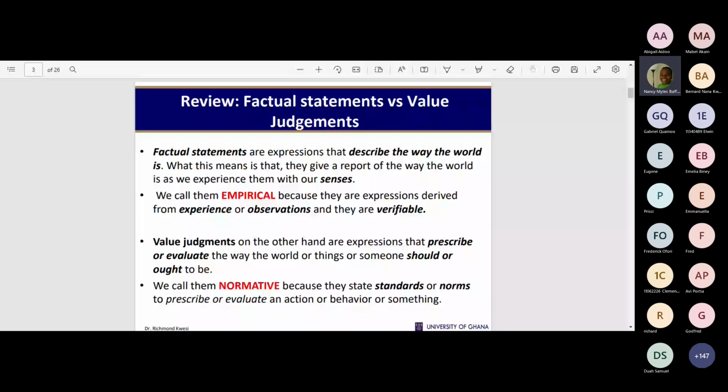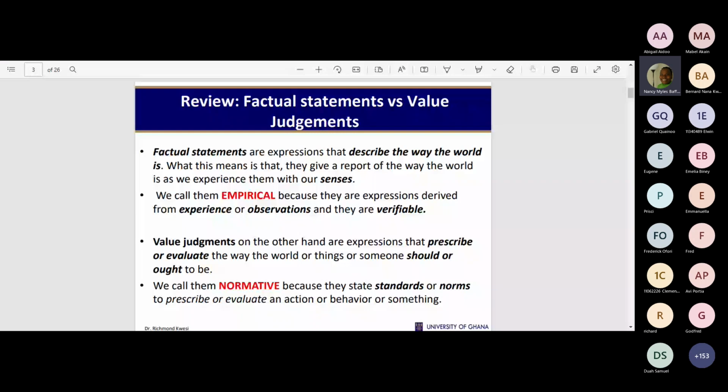So what you see on your screen that your friends, Abigail and Asempa, have read out for you nicely, is just a review of what you knew already. And I'm glad I engaged you in unit one, because I went to this extent to explain that factual statements describe. I gave you the thrust of the matter in unit one.